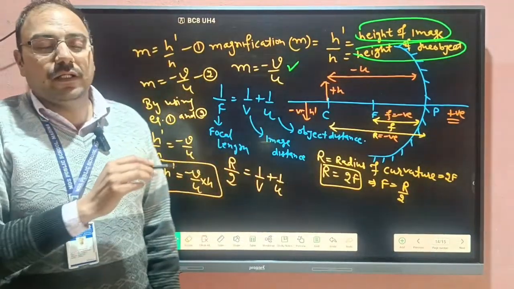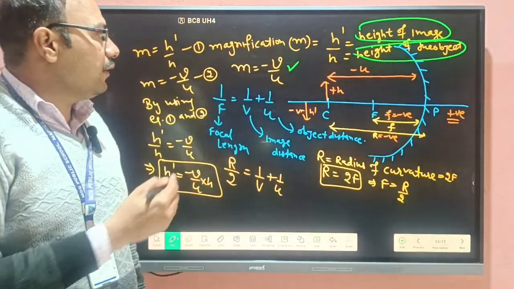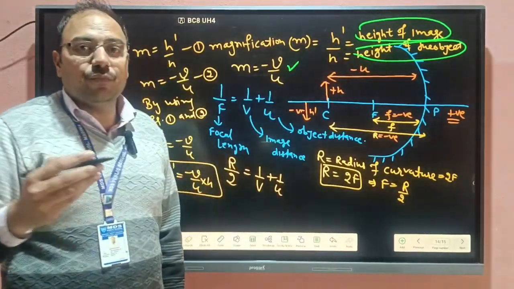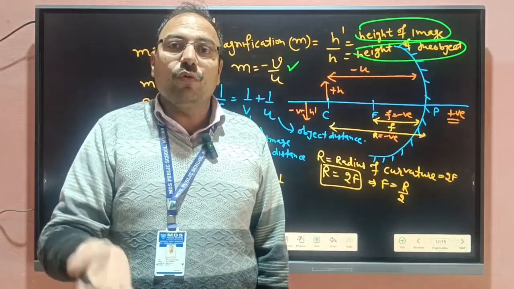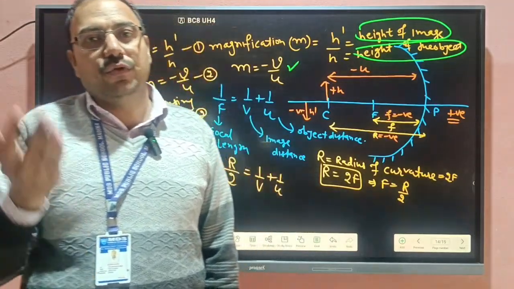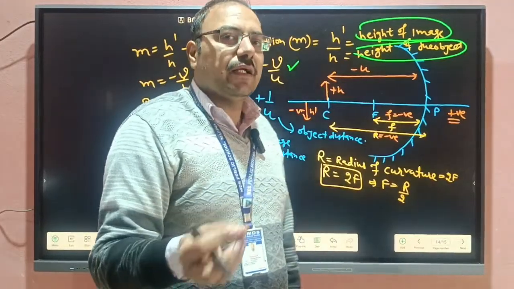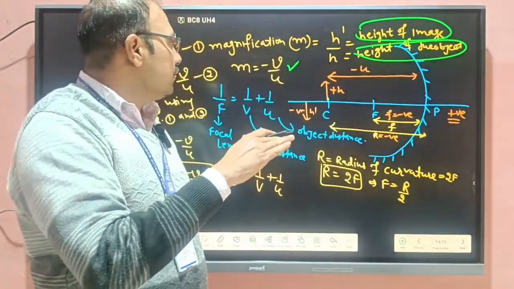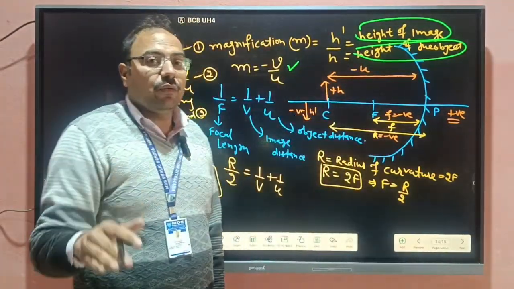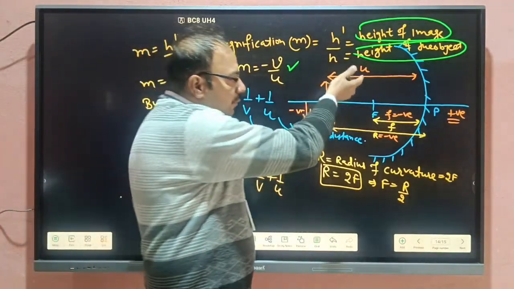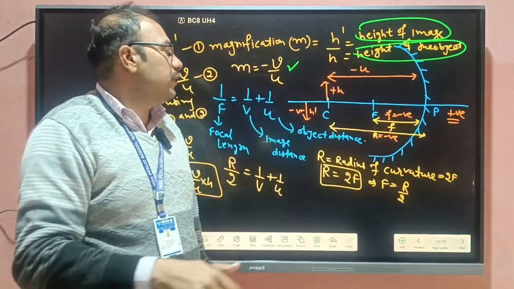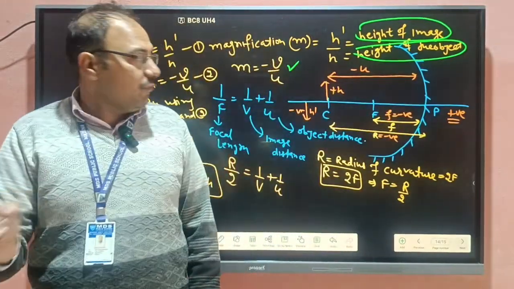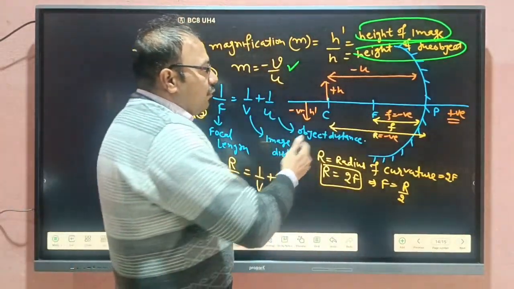And here we consider the sign convention. What are the signs of the different parameters? For example, H is taken positive, because we put the object above the principal axis, so it is always positive. The sign of the image height H dash may be negative or positive. If the image forms below the principal axis, it becomes negative, and when it forms above the principal axis, it becomes positive.